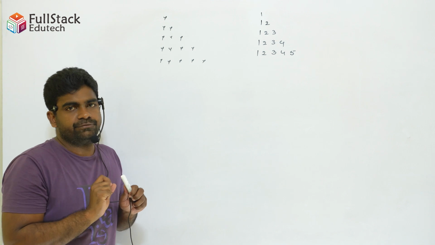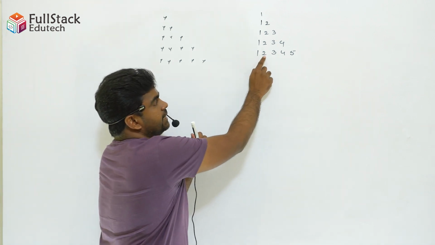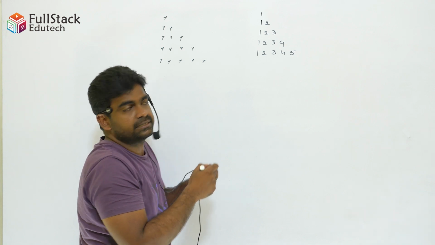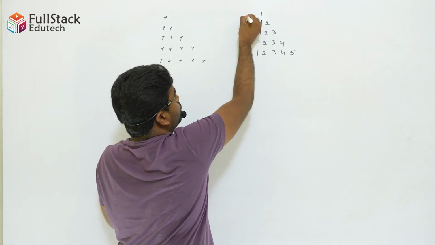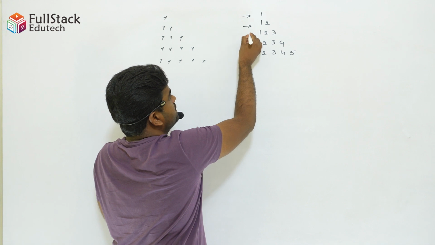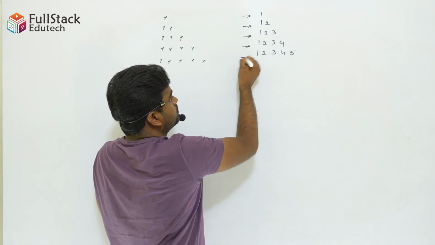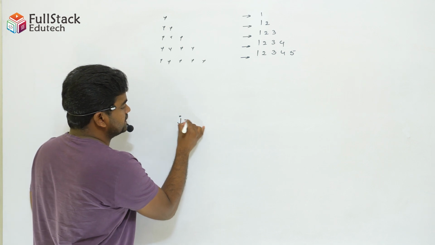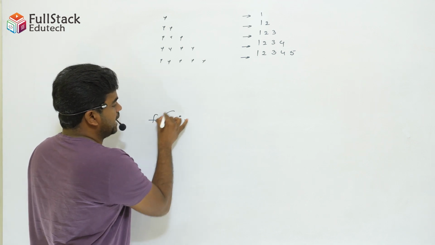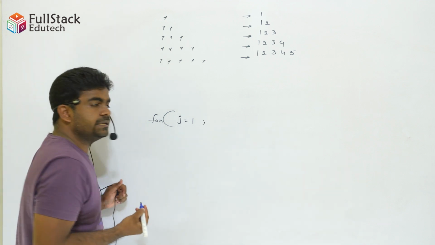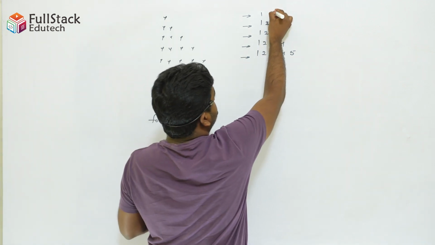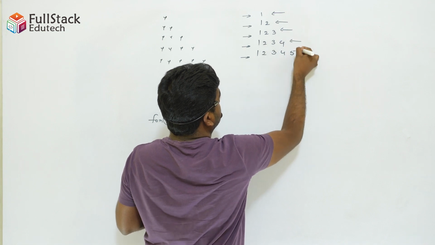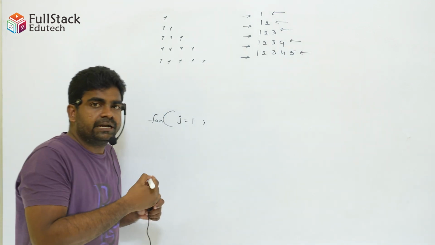But the only difference is what? This one we can easily print because we have already discussed the tricks. Every row starts with the same value. Whenever you are printing that J, every row starts with the same value, but every row ends with a different value.